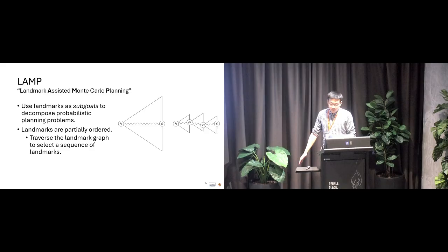So with a way to generate probabilistic landmarks, we can now introduce our algorithm, LAMP. The central idea is to use landmarks as subgoals. We're decomposing a single large planning problem into a sequence of smaller ones. Instead of trying to find one long policy to the final goal, LAMP traverses that landmark graph. It learns a policy to achieve landmarks one by one. This is a form of temporal abstraction, similar in spirit to a lot of hierarchical planning approaches, where achieving a landmark is like executing a high-level macro action.